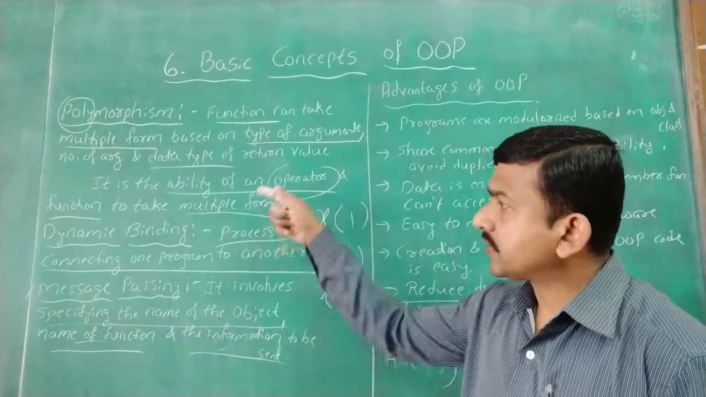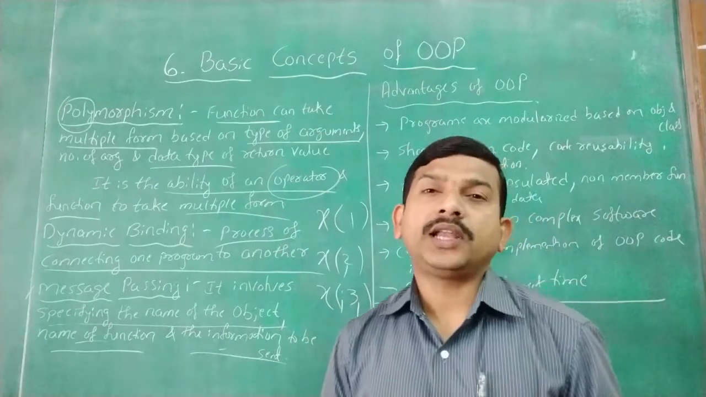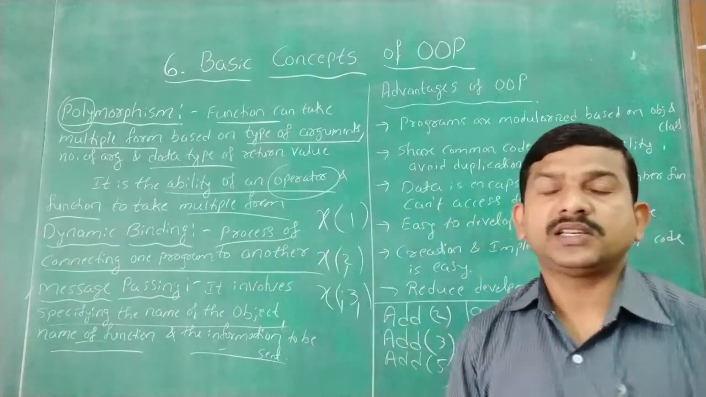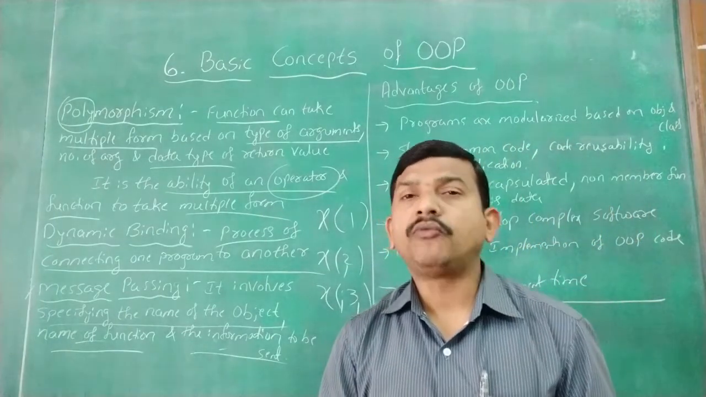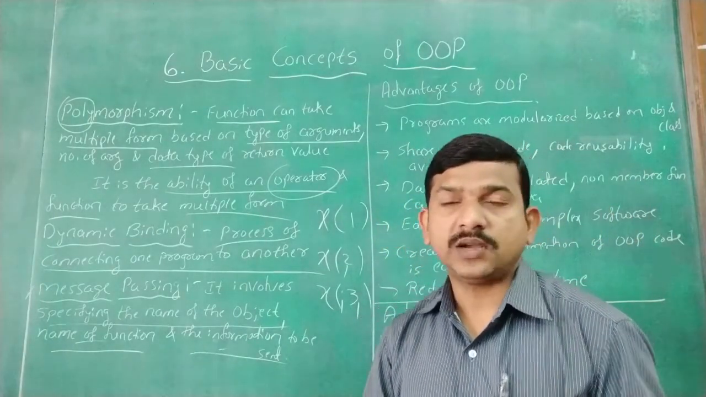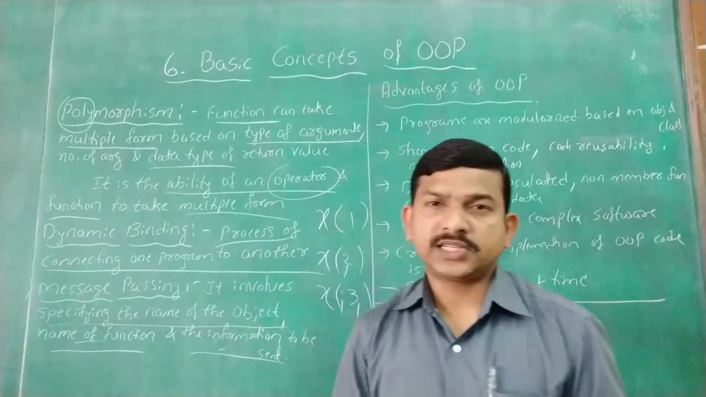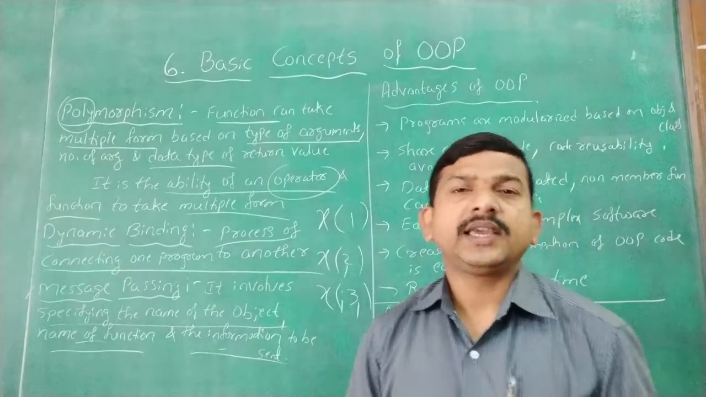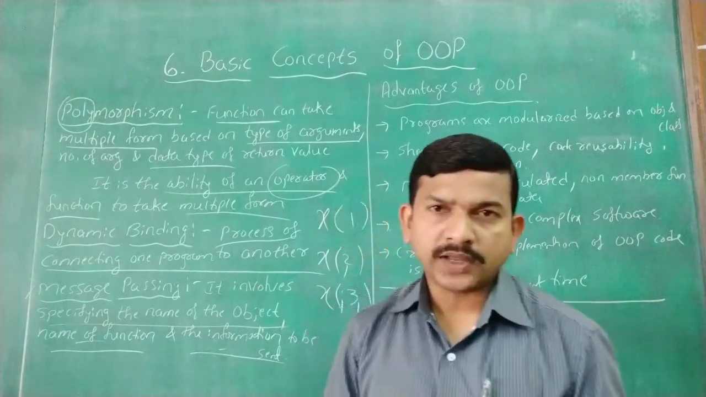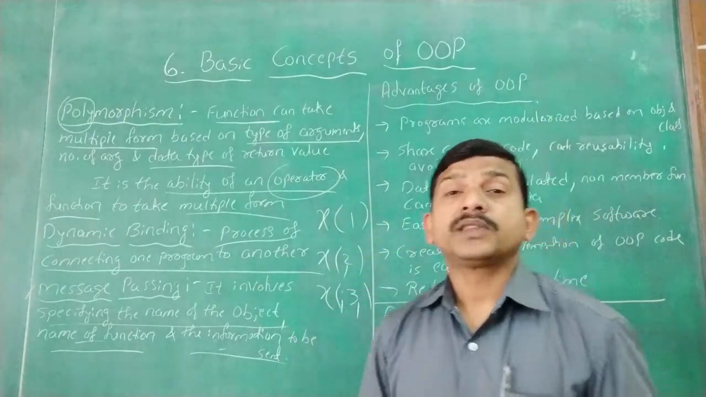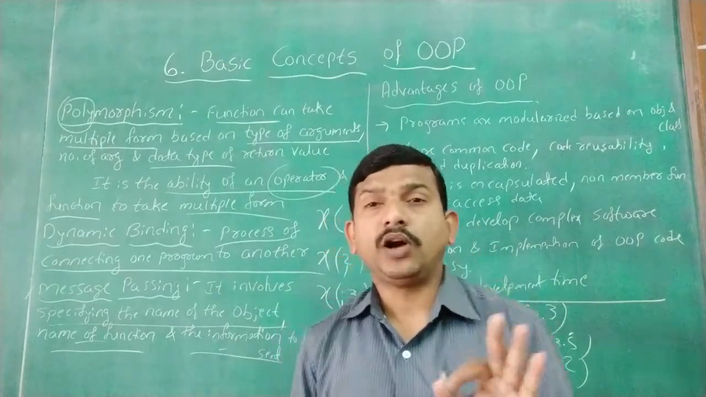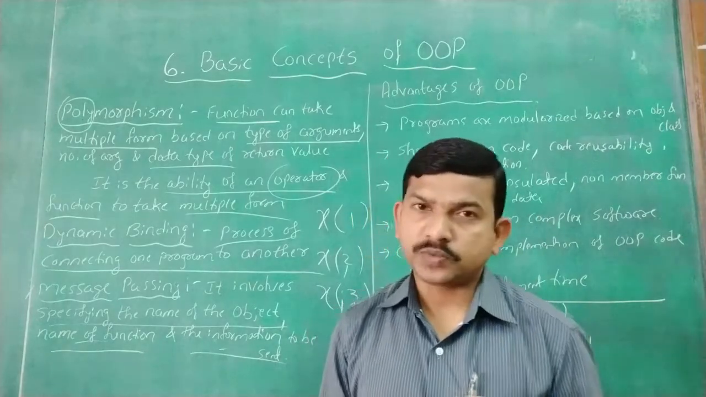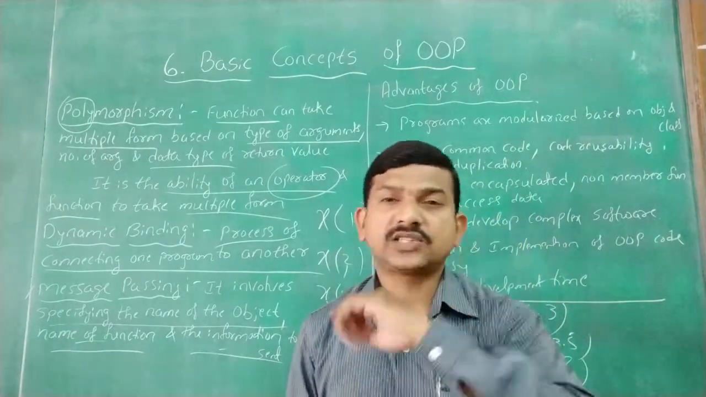So these are the three important basic concepts of OOP. Is it clear? So we have discussed the different concepts of OOPs. What are those concepts? Class, object, polymorphism, dynamic binding, message passing, inheritance, overloading, all those things. So those are all the important concepts of OOPs. It is also called the characteristics of OOPs.